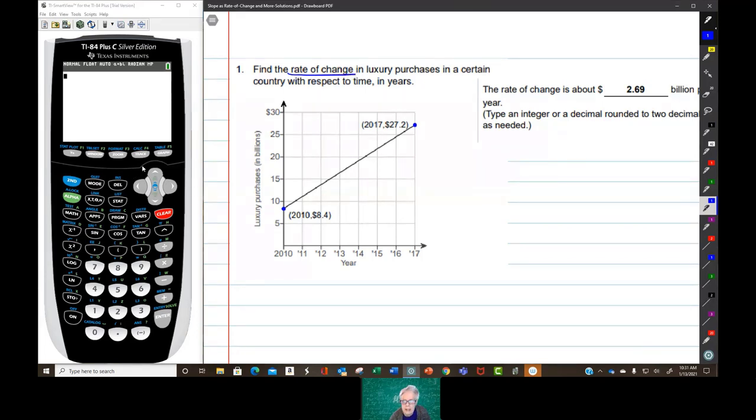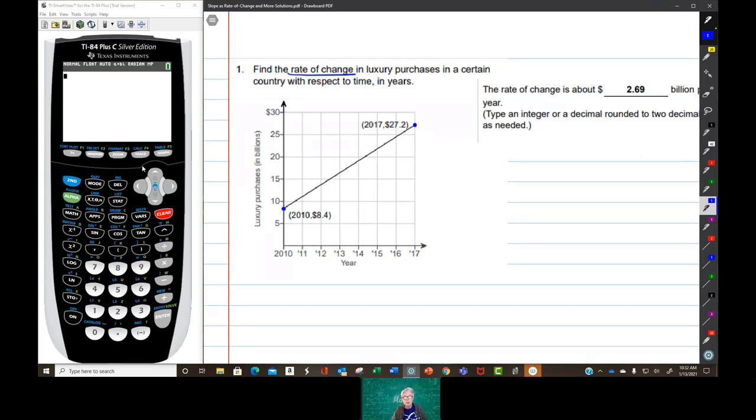I've got to see what's happening outside. Something's happening. There's a truck out there with some kind of something on the back of it. That was real descriptive. Okay, rate of change.